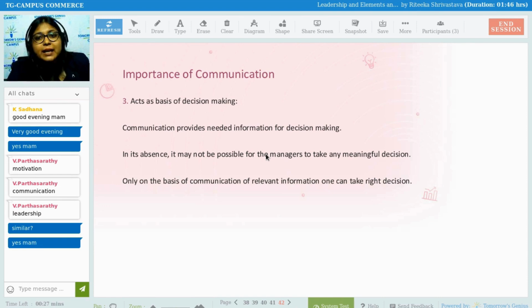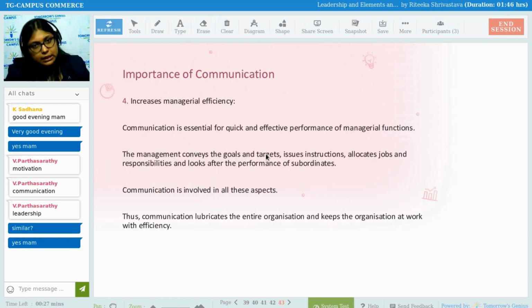Decision making. Communication provides needed information for decision making. In its absence, it may not be possible for the managers to take any meaningful decision. Only on the basis of communication or relevant information can one take the right decision. If nobody is communicating in the organization, how will we make the decision? If we don't know about certain things, it is very difficult to make decisions. So you need to communicate in the organization very properly, very nicely, and very smoothly in order to make the decision.